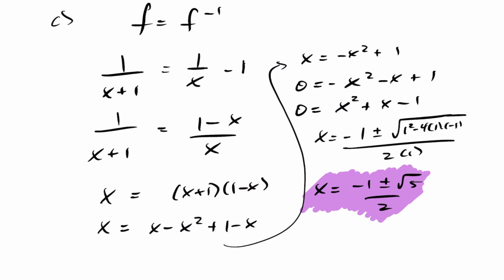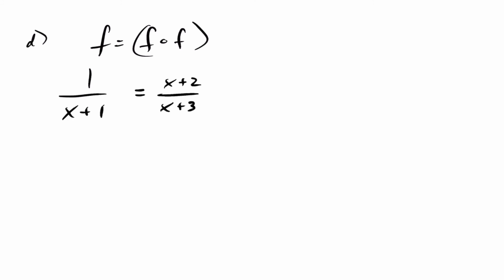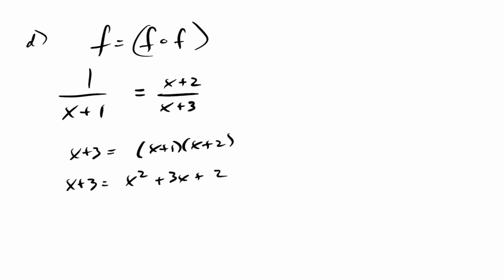Let's take a look at part D. For part D, they want to know where does your original function equal the f composite f function. Well, my original function we found to be 1 over x plus 1, and f composite f we found to be equal to x plus 2 over x plus 3. Again, to solve this here, we're going to have to get everything up in the numerator, so multiplying across by x plus 1 times x plus 3 we get. Again, the goal is to solve for x, so I'm going to expand the right-hand side and simplify, giving us. And again, I want to solve for x, so I'm going to bring everything to one side and simplify.